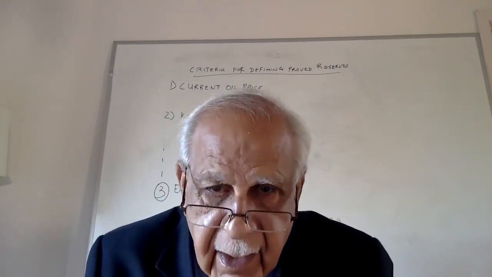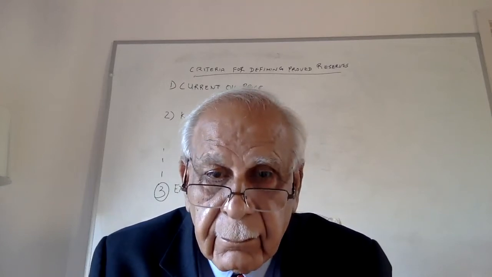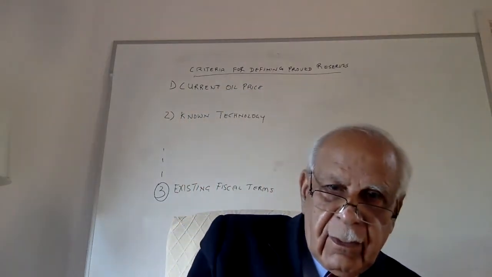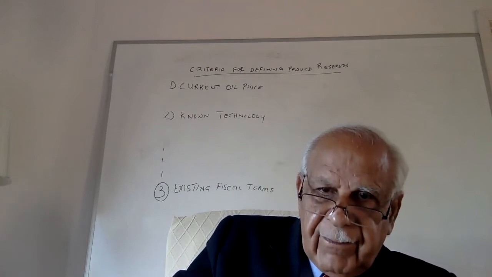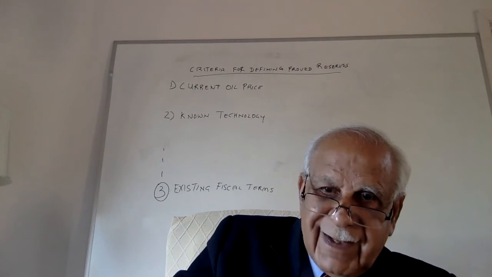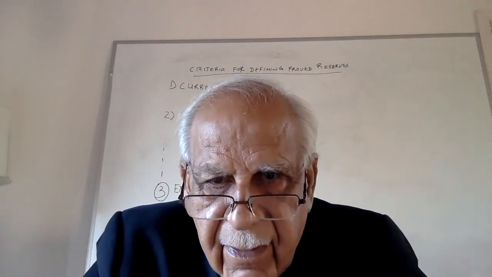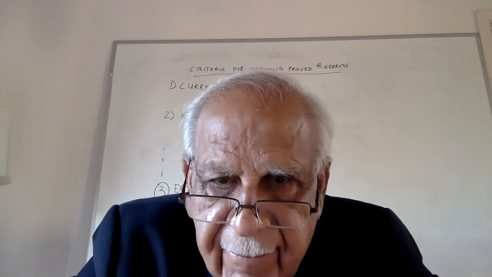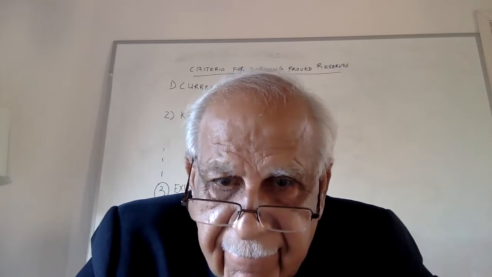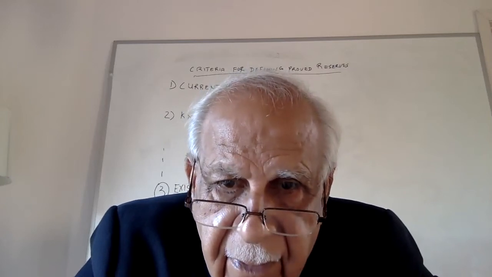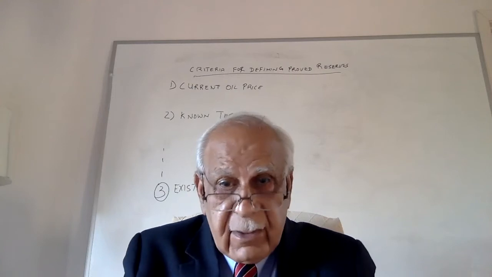But the third one, I've added myself to be practical. Let's read it. Number 3, existing fiscal terms. Reserves that you can produce under existing fiscal terms. What is fiscal? Fiscal is taxes that exist today, not in the future. Example: when taxes change, the reserves change.